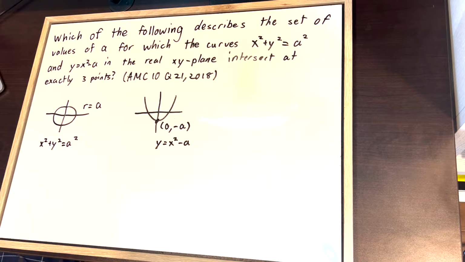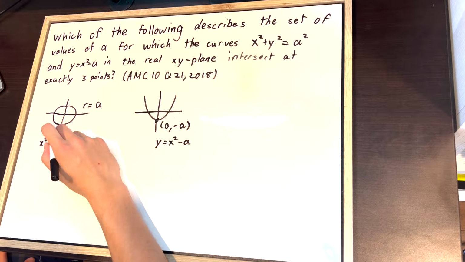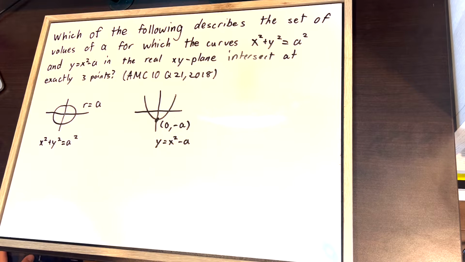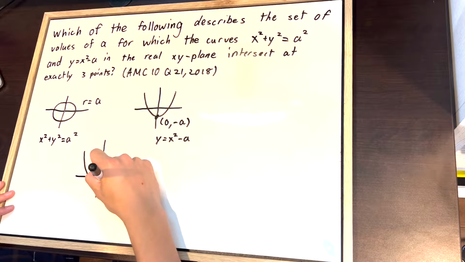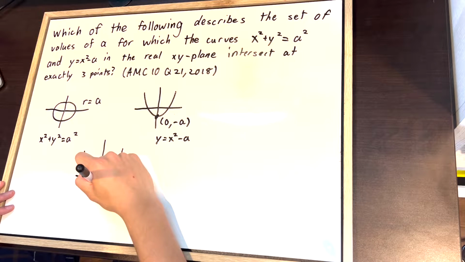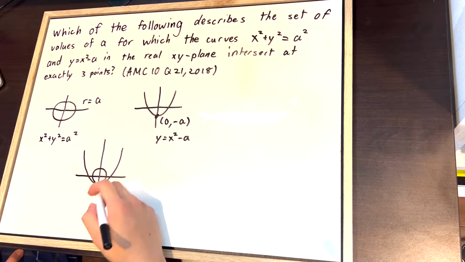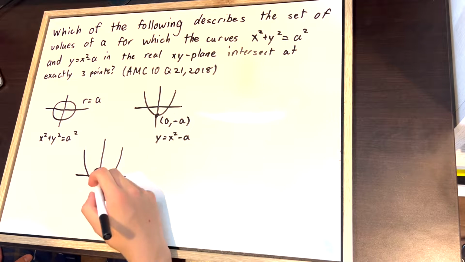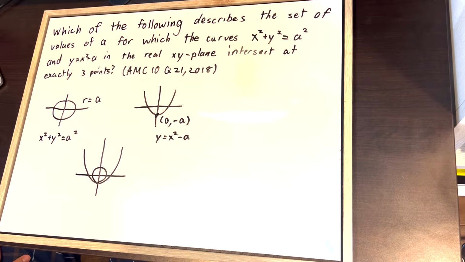The graphs would look something like this. So, obviously, these two graphs must intersect at the vertex of the parabola and also the lowest point on the circle. This is because both graphs contain the point 0, negative a. If we try to overlay the graphs like this, we can see by inspection that the graphs only intersect at 3 points if the curvature of the parabola at the vertex is greater than the curvature of the circle.